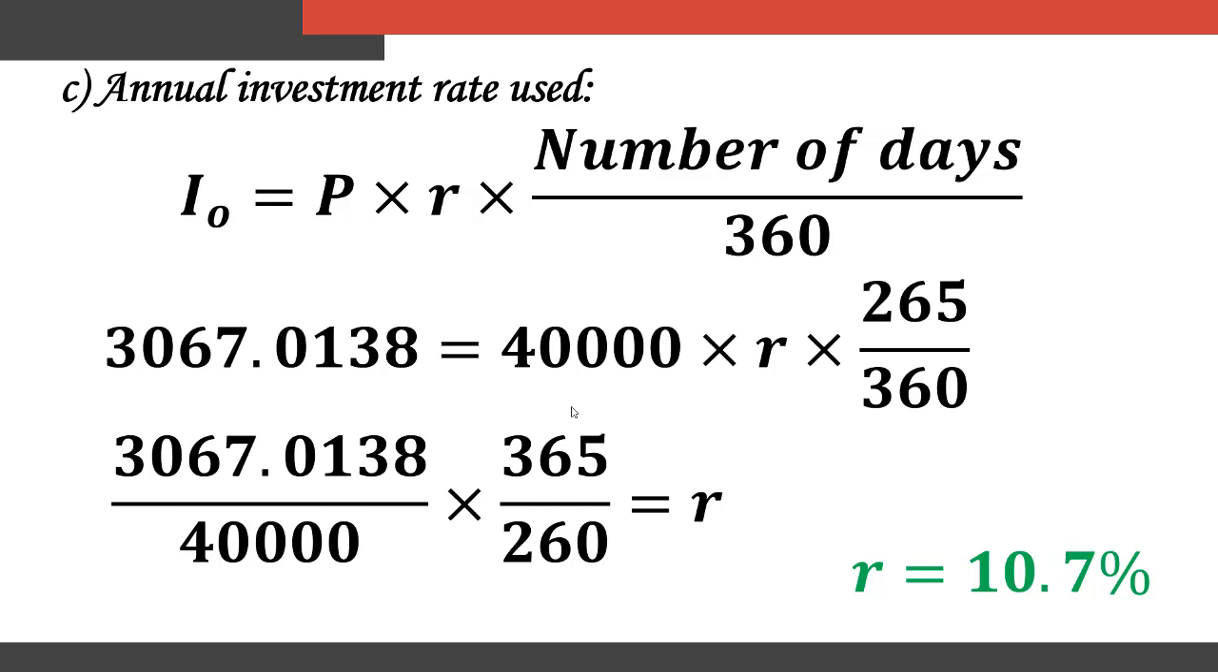Annual investment rate used: by substituting in the I ordinary formula, BRT, and T here equals number of days over 360 because we use I ordinary. So 3067 equals 40,000 times R times 265 over 360. So R equals 10.7%.